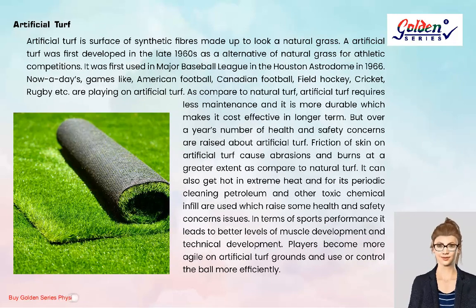Artificial turf. Artificial turf is a surface of synthetic fibers made to look like natural grass. Artificial turf was first developed in the late 1960s as an alternative to natural grass for athletic competitions. It was first used in Major League Baseball in the Houston Astrodome in 1966. Nowadays, games like American football, Canadian football, field hockey, cricket, rugby, etc. are played on artificial turf.